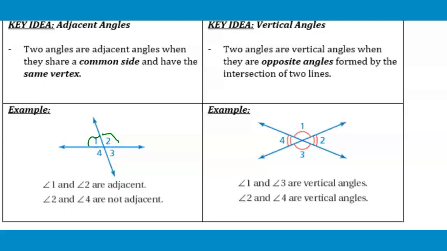Vertical angles over on the right are formed by those intersecting lines, and they are opposite each other. Angle 1 and 3 would be an example of vertical angles. 2 and 4 would also be vertical to each other.